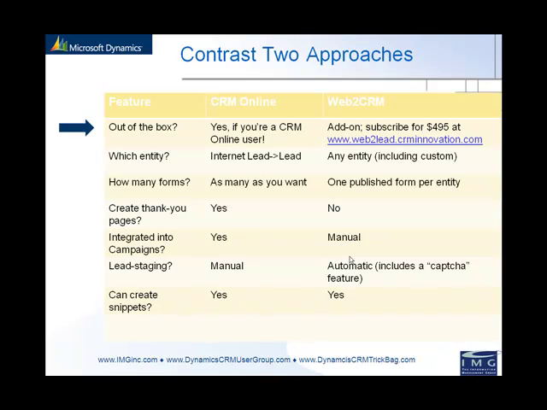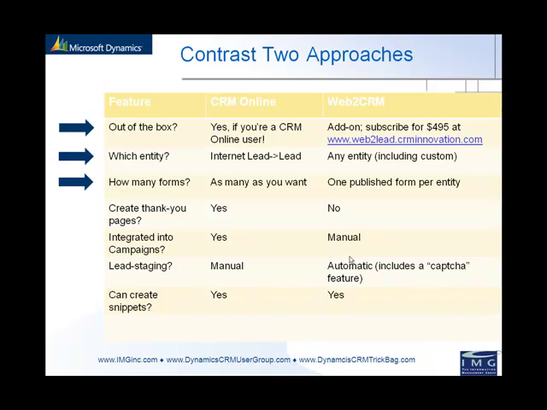First of all, is it included out of the box? Well, the CRM Online tool is, but you do have to be a CRM Online user. Web to CRM is an add-on product, and you can subscribe to it for $495. Okay, which entity do we work with? Well, in CRM Online, it is restricted to a so-called internet lead, and ultimately users or visitors filling in these forms will create a lead record for us. Web to CRM, in this sense, is a little bit more flexible because I can really create a form for any entity in my Dynamics CRM organization that I'm pointing to, and I'll show you that in the demonstration.